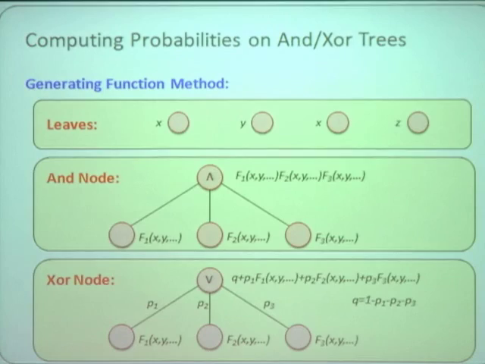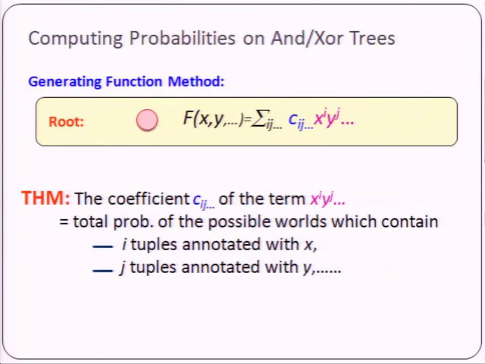And we construct this generating function bottom up, and at the root node, we also have a generating function, right? The variables in it are the variables we associated with the leaves. And we expand this generating function, we get a summation of monomials, and these are the coefficients, and these are the monomials, okay?